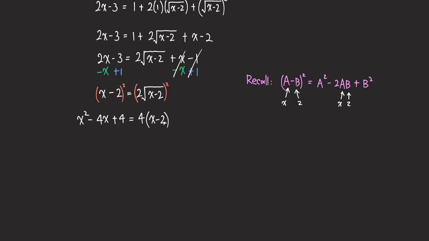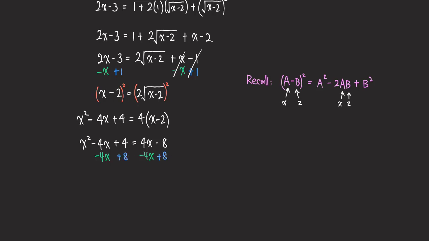Okay, so now let's clean up the expression over here. So we have x squared minus 4x, and then plus 4 is equal to 4x minus 8. And then we can move everything to one side of the equation because that's a quadratic term here. So that means we're going to get a quadratic equation. So we get minus 4x, and then we have minus 4x. So subtract 4x from both sides, and then we get plus 8.